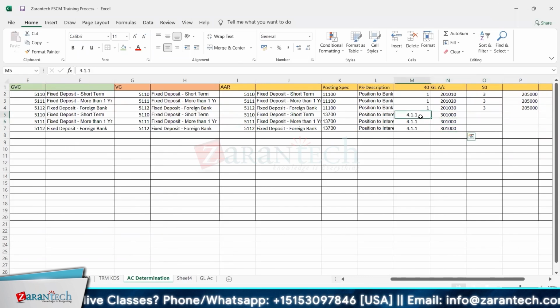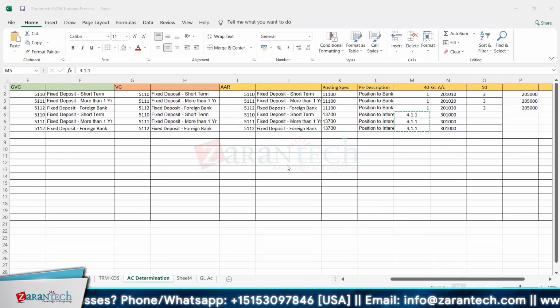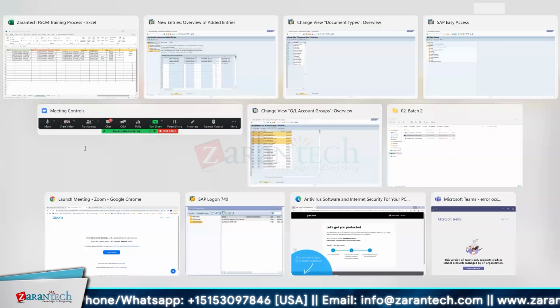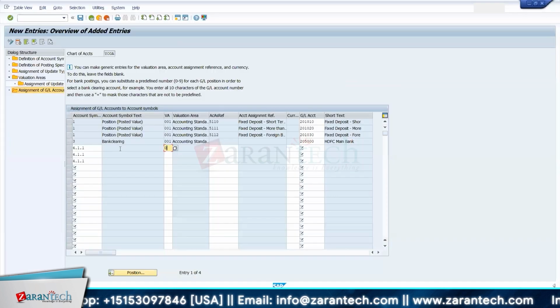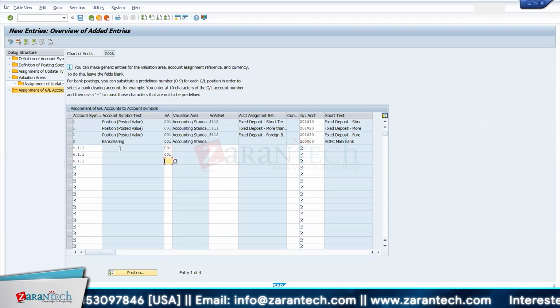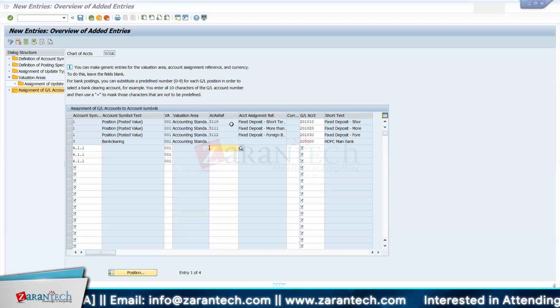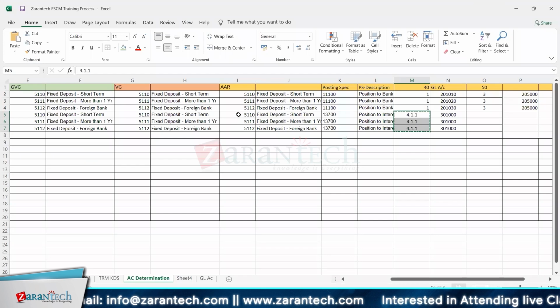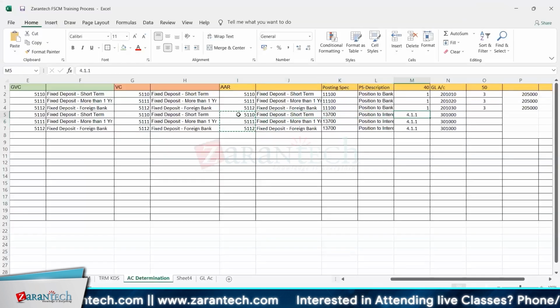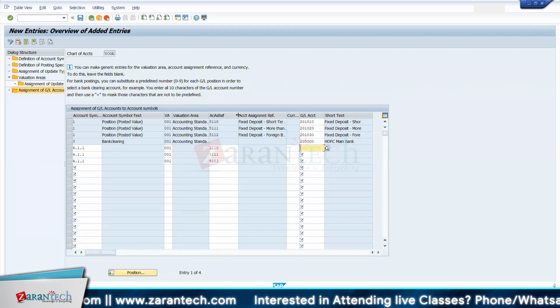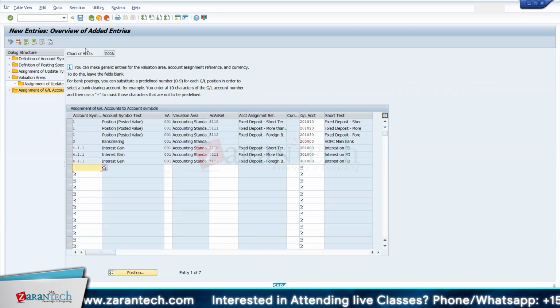Like that. So now what I'm going to do here in the account determination, I will say this is account symbol 001, it remains the same. And here for account reference, I will give this. And here I maintain the same GL account. So this is the way we do the GL account assignment. Okay.